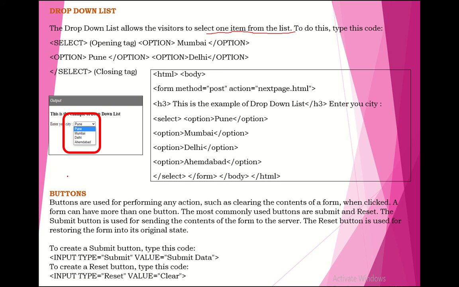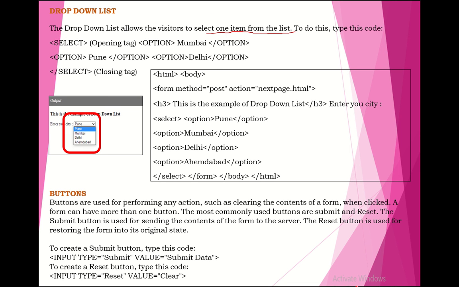Next is buttons. Buttons are used for performing any action, such as clearing the contents of a form when clicked. Yes, I can create a button wherein I can tell the button that if the user clicks on it, you need to clear whatever has been written in the form. Then a form can have more than one button, right? One clear button, one submit button, one reset button can be there.